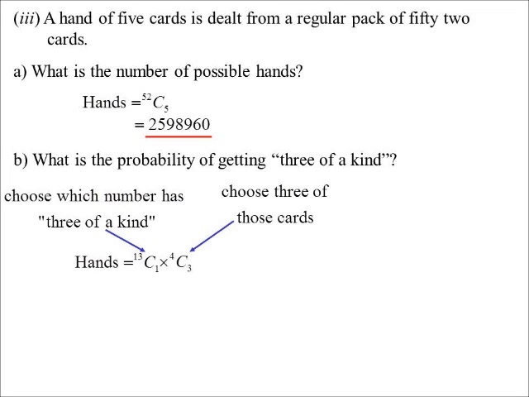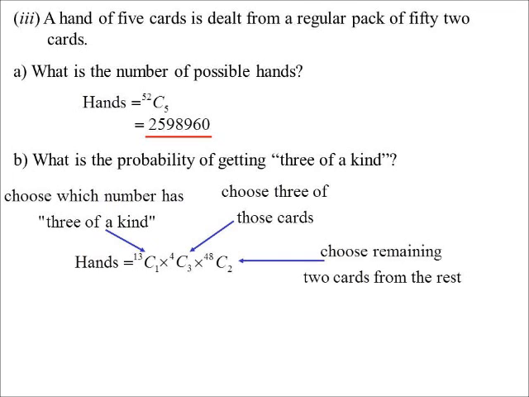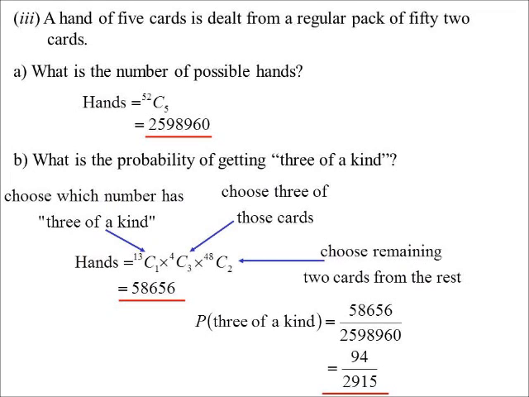So I've got my 3 of a kind, but I now need 2 other cards. So from 48 remaining cards, because reality is I'd like to get another 3, but if it's going to be 3 of a kind, I don't want another 3, because then it would become 4 of a kind, not 3 of a kind. So I've only got 48 cards to choose from now. So 48C2. Putting that all together, 58,656.